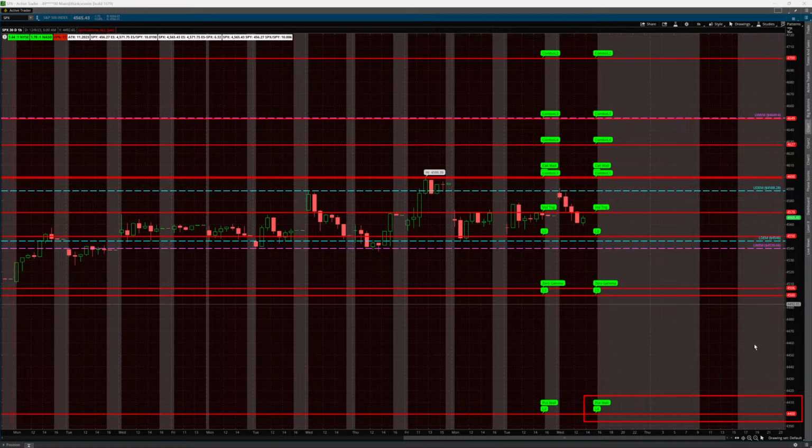Then above that is the 4,550 level. That's the absolute gamma strike. That's the strike with the largest absolute negative and positive gamma. So that's where most of the gamma-weighted open interest is concentrated. And above that is the volatility trigger at 4,570, and that is Spotgamma's proprietary volatility flip level.